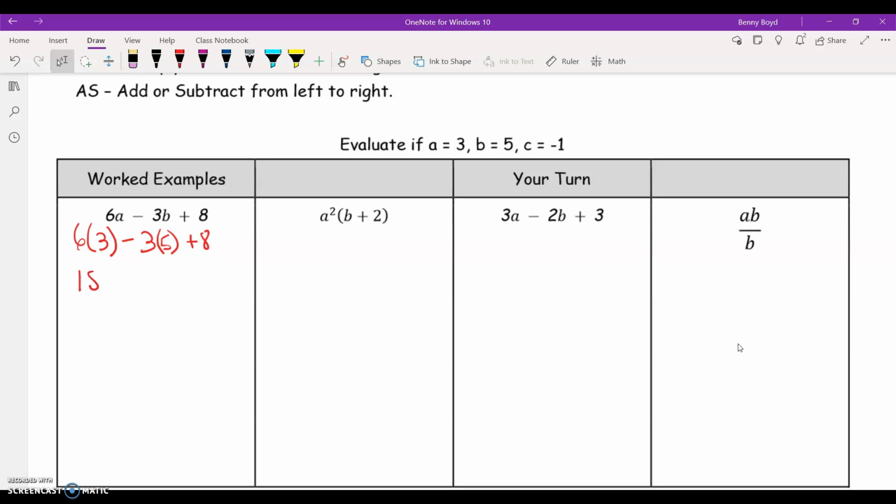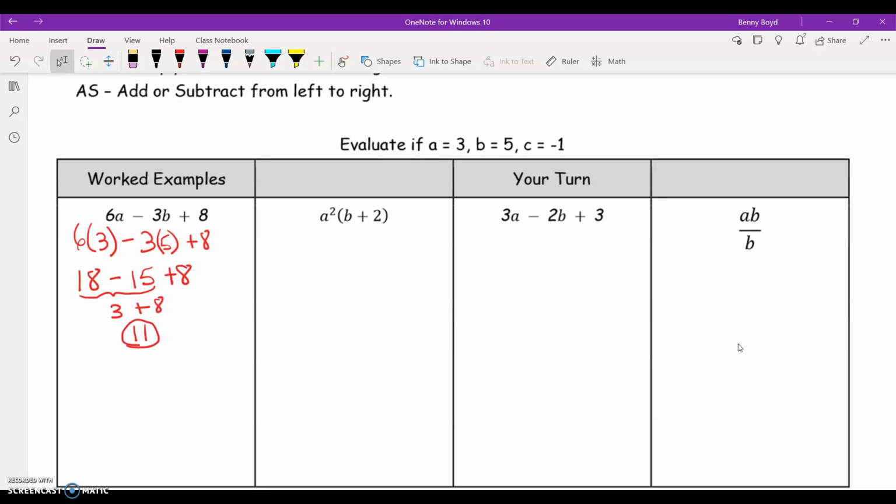So this would be 18 minus 3 times 5 would be 15, plus 8. Next I'll add and subtract from left to right. Since I've got subtraction first, I'll do that first. 18 minus 15 would give me 3, plus 8. 3 plus 8 would give me 11.